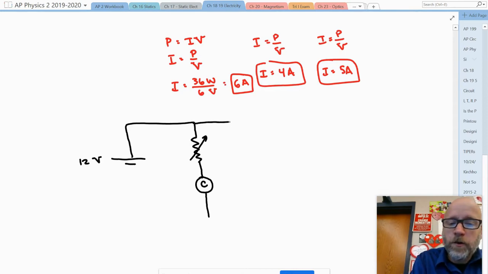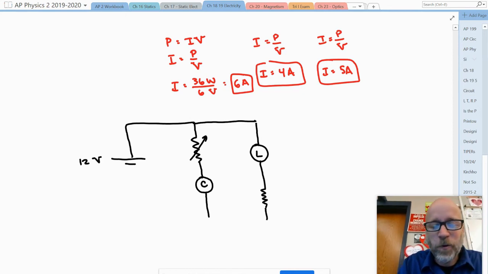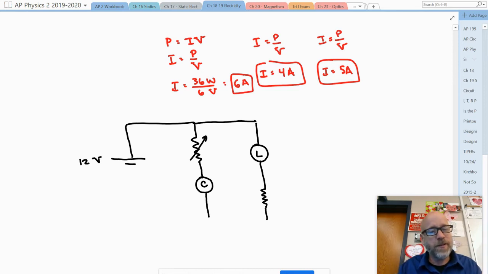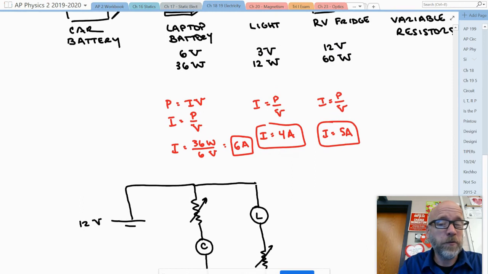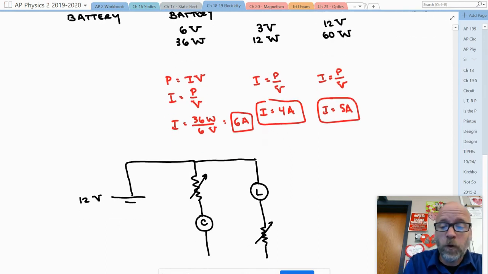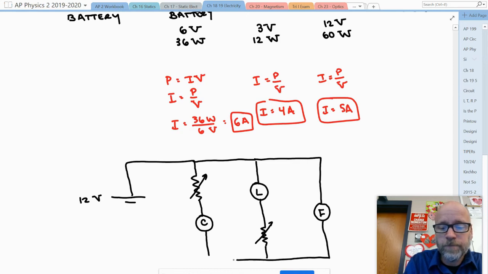Now, I hook up another branch where, let's say this time, I put the light first and then the resistor. Amazingly, it doesn't matter that order. In that branch, the electricity is going to drop over the light and the variable resistor. And lastly, I have an RV fridge. That RV fridge needs 12 volts, and I have a 12-volt power supply. So I think I just need the fridge to be hooked up in parallel.